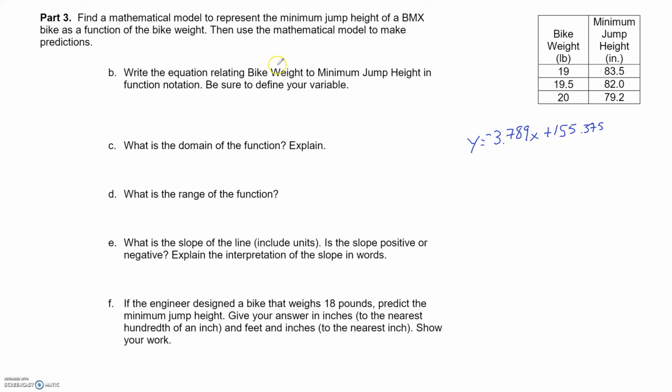Now, it wants you to take this and put it into function notation. And it's relating bike weight to jump height. In this case, the jump height was your y value, and the bike weight is your x value, because x is always on the left-hand column, y is always on the right-hand column. And it works that way when you're graphing things on Excel as well. So we're looking at height versus weight.